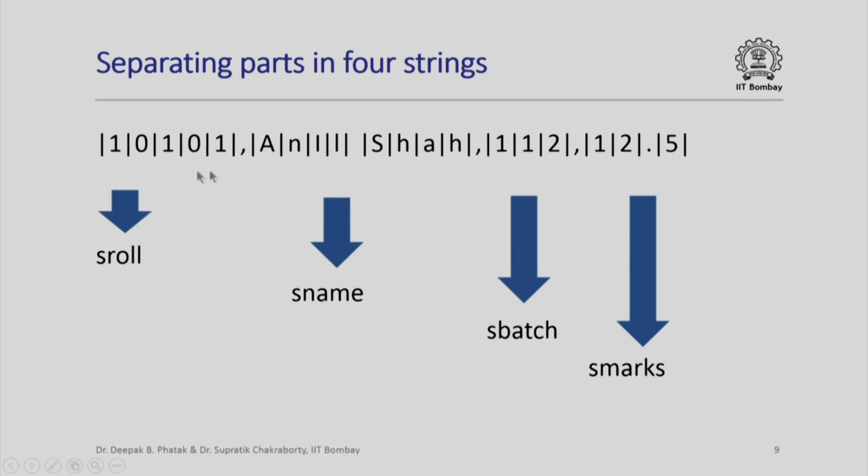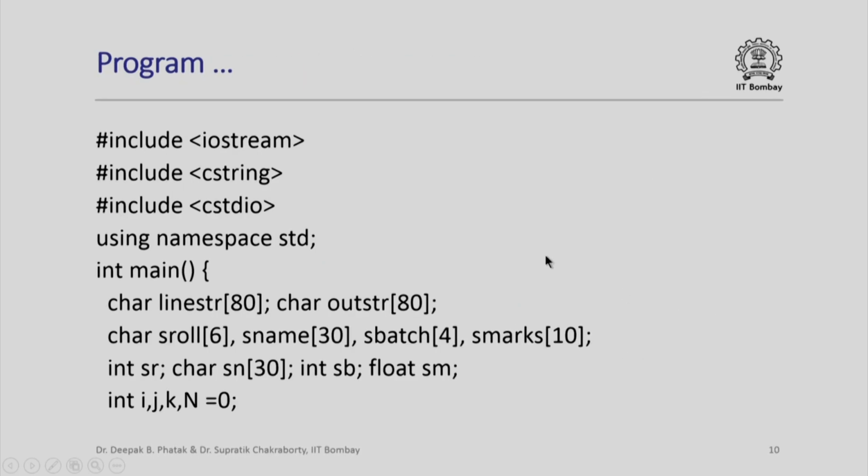We wish to have these 5 characters in a character array called sRoll, the next characters representing the name in an array called sname, the next characters representing batch in a character array called sbatch, and the last characters representing marks in an array called smarks. Notice how we handle this in the program.